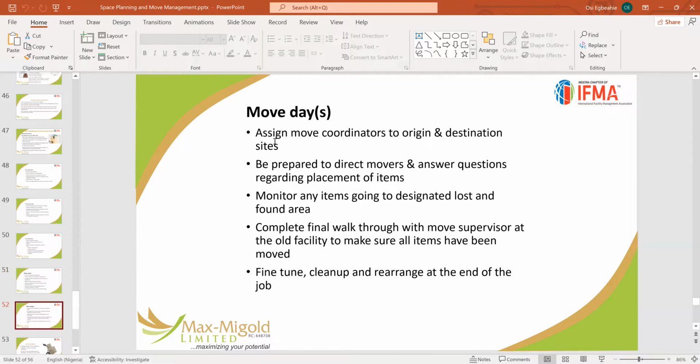Also, move day. On the move day, assign move coordinators at the original and the new destination. Also prepare to direct movers, answer questions regarding the placement of items, where they are going, and monitor the items going to the significant lost or found areas, so that people will know exactly where to look when things are missing. Complete a final walk through with the supervisors at the old facility to make sure that all items are moved. Fine-tune cleanup and arrangement at the end of the job.